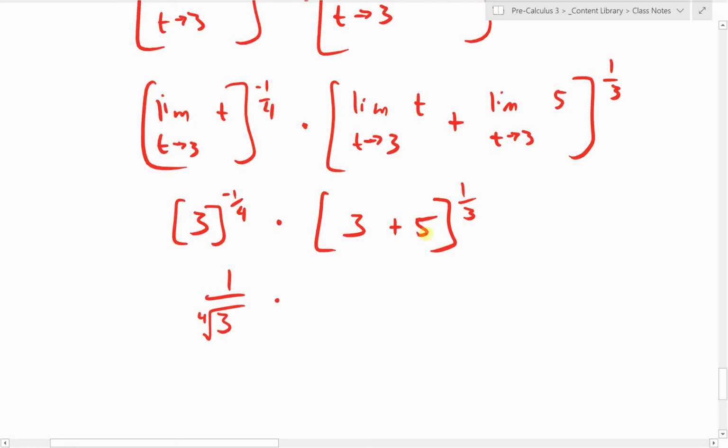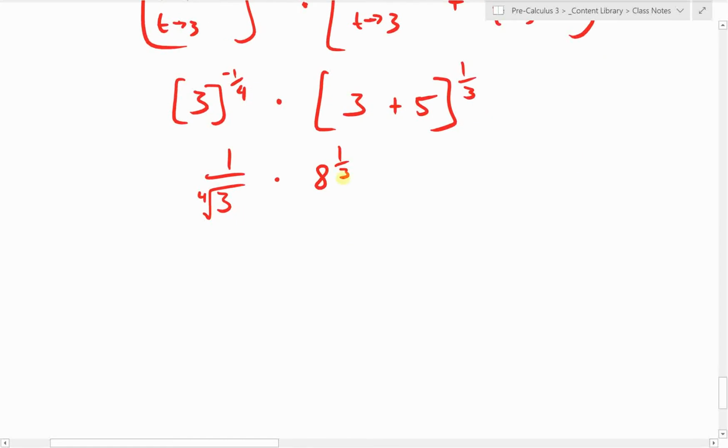Then we also have 3 plus 5 here, which is 8. 8 raised to the 1/3 power. 1/3 power really means the third root. So this would be the third root of 8, which is 2, divided by the fourth root of 3. If you were really worried about it, you could rationalize that denominator. I'm not going to bother right now. That's not what we're focused on.